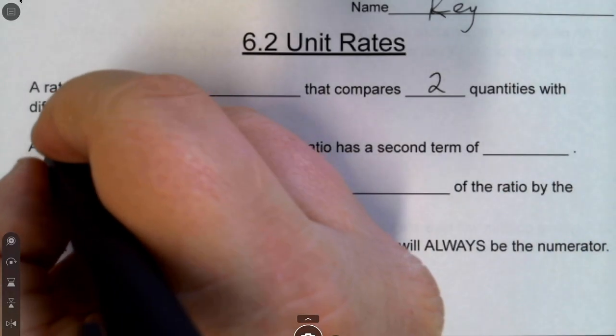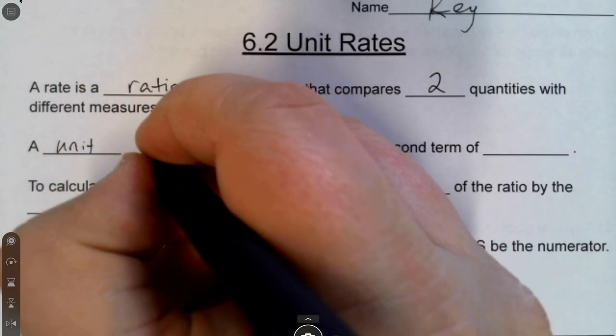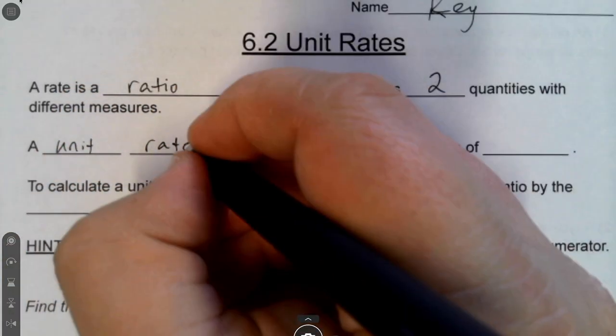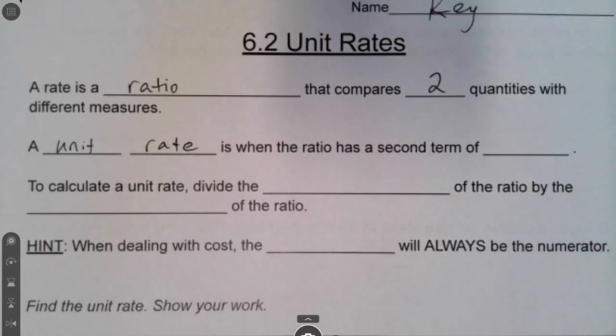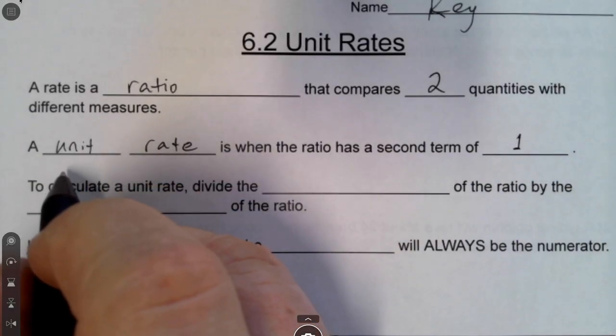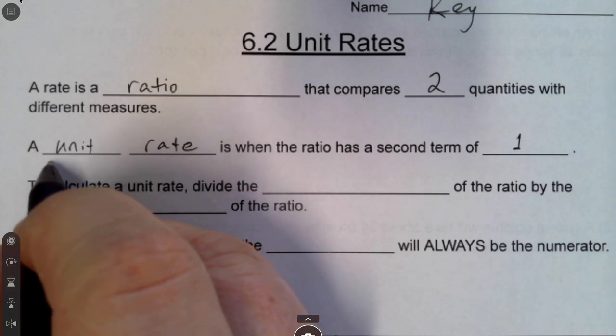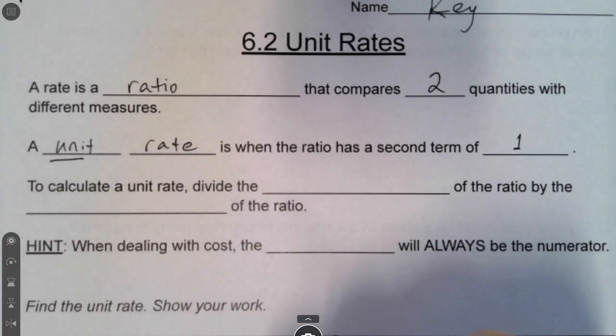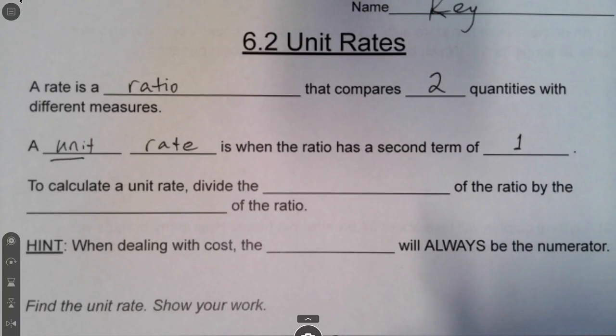A unit rate is when the ratio has a second term of 1. That's why it's called a unit rate, because uni means 1. Uniform is called that because everybody has one form of clothing they wear when they're on a team. It's all the same style of clothing. It's called a unicycle because there's one wheel. It's called a unicorn because there's one horn.